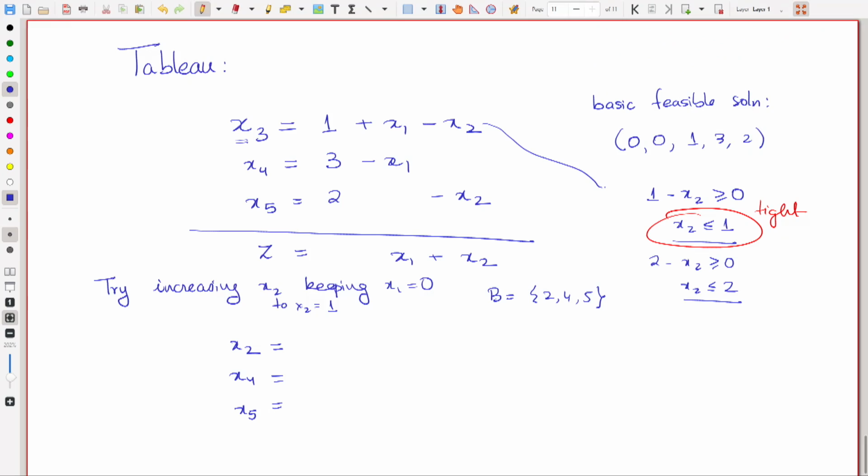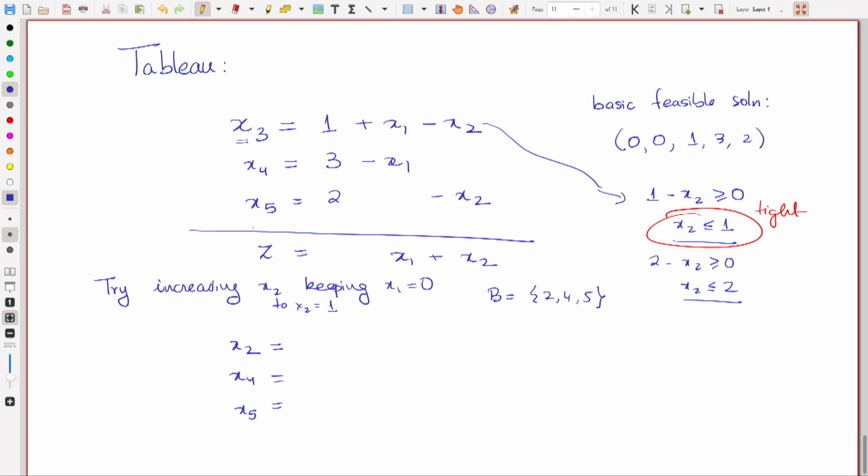The variable that leaves is the one whose constraint gave us this condition. The constraint x3 greater than or equal to 0 gave us this condition. So when I increase x2 to use up all the space that this condition gives me, this becomes 0. That is the variable that will leave. In each pivot step, one variable will leave the basic set and another variable will enter the basic set. It is exactly an exchange of basis elements: you have one basis and you change it by removing one vector and adding another vector.